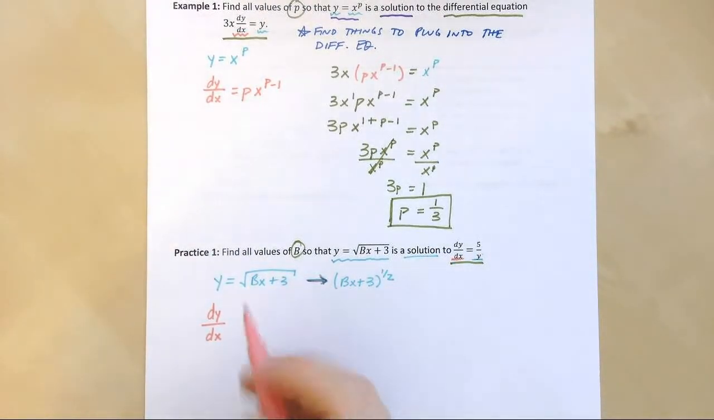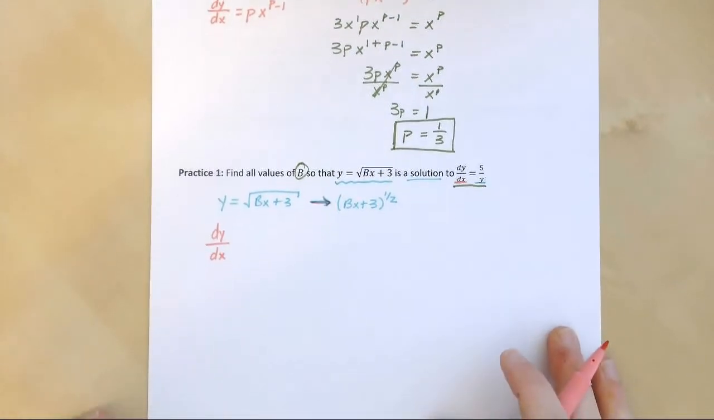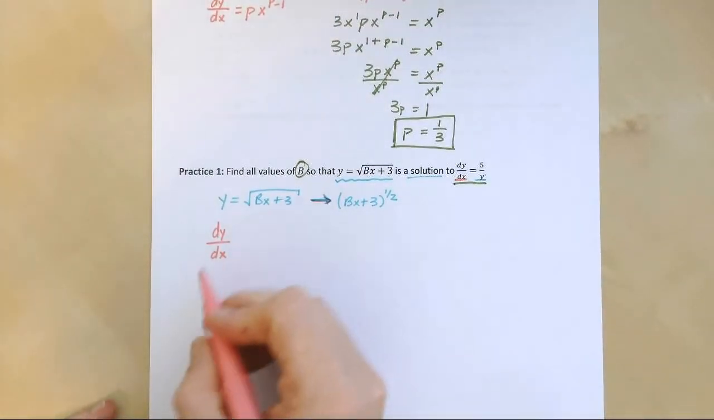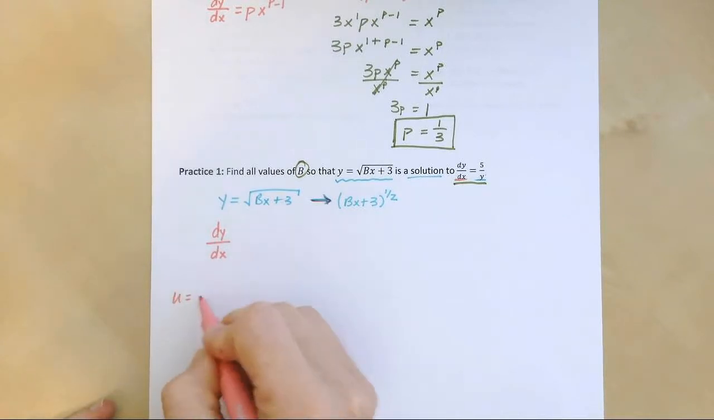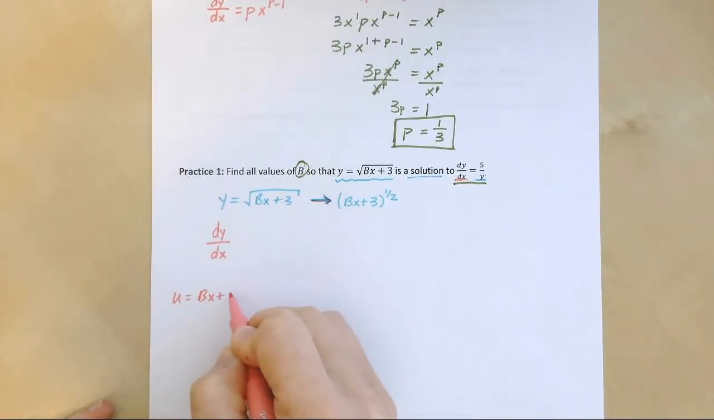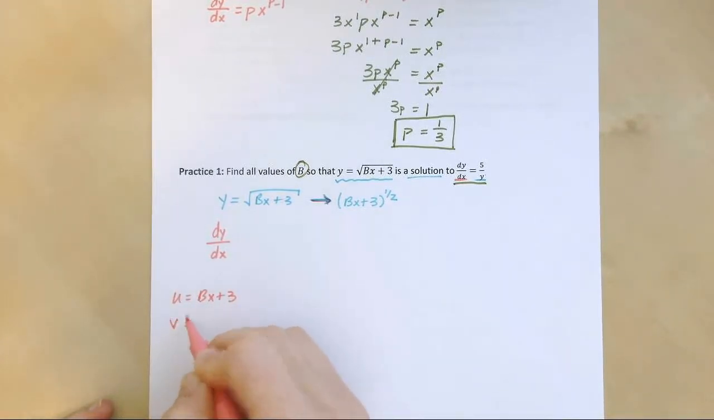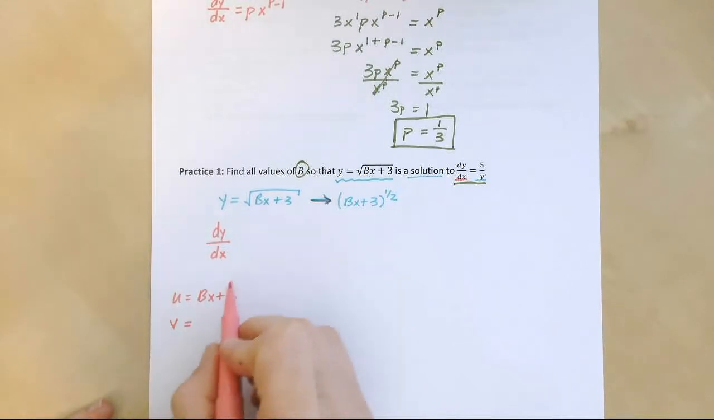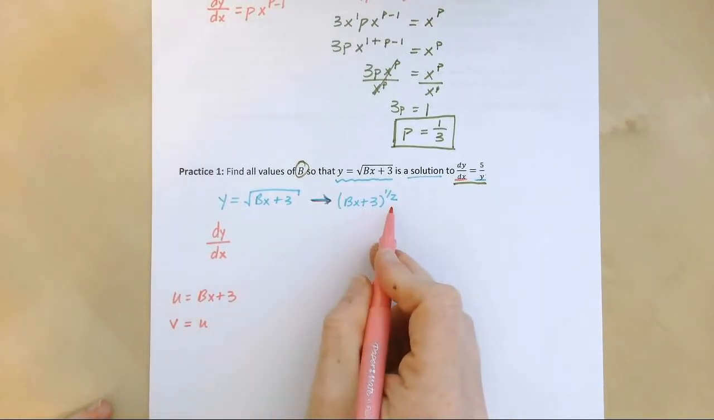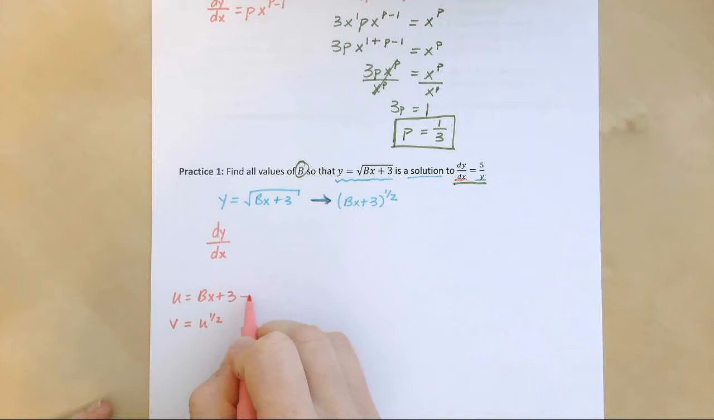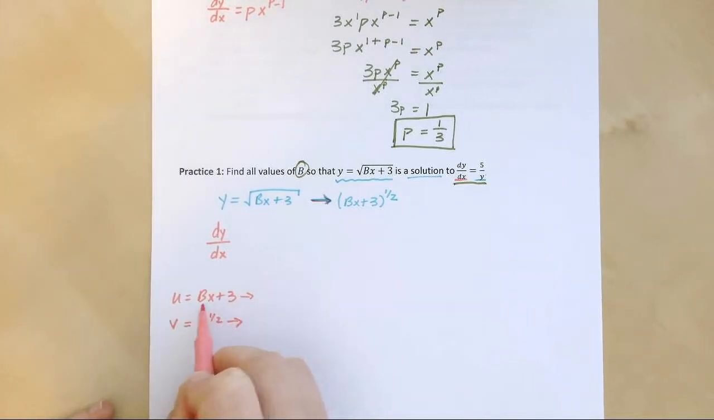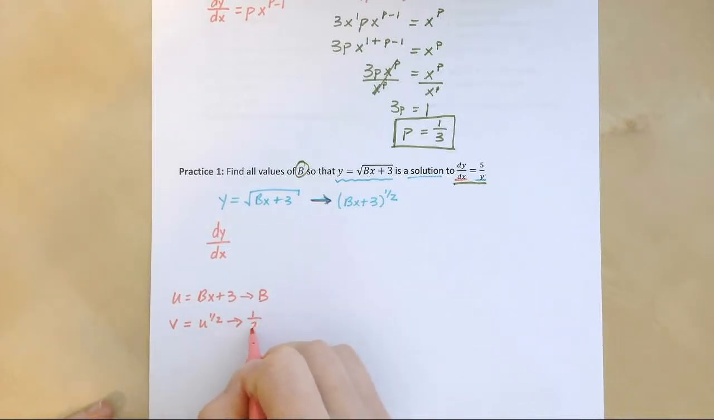Okay, so now we need to take a derivative. This is a chain rule derivative. So we're going to say u equals my inside, bx plus 3. And v equals u to the 1/2. Take the derivative of both pieces. B is just a constant, so this derivative is that constant b. And then the derivative of u to the 1/2 is 1/2 u to the negative 1/2.